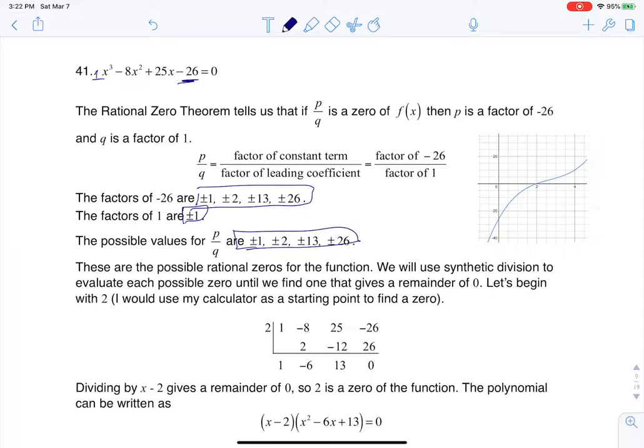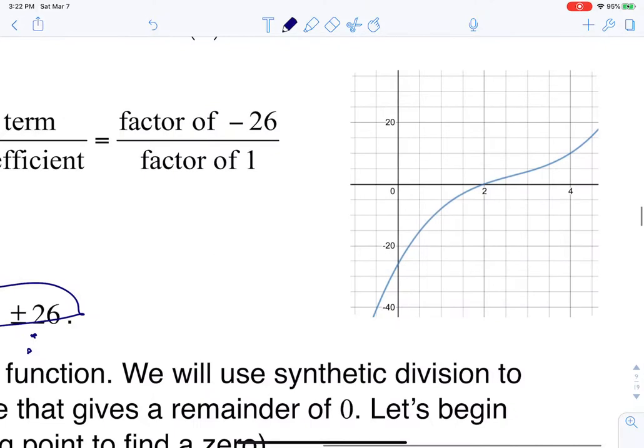So this could be where I started synthetic division, right? I could try 1 and negative 1, 2 and negative 2, 13 and negative 13, 26 and negative 26. But now that we have technology, I think it's better to just go graph it and get an idea of which zero to start with. So I went over to Desmos. You could go over to your graphing calculator if you wanted. And I graphed this thing.